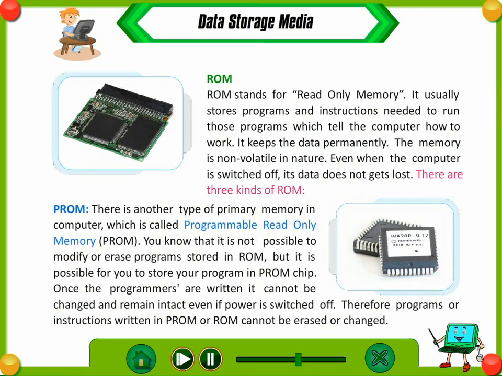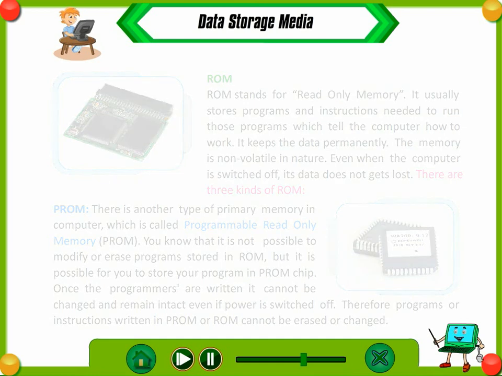PROM. This is another type of primary memory in computer which is called programmable read-only memory. You know that it is not possible to modify or erase programs stored in ROM, but it is possible for you to store your program in a PROM chip. Once the programs are written, it cannot be changed and remains intact even if power is switched off. Therefore, programs or instructions written in PROM or ROM cannot be erased or changed.